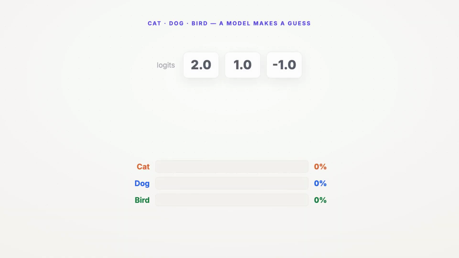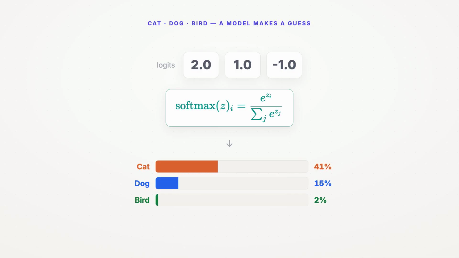Now let's watch a model actually make a guess. Say we show a neural network a picture, and it must choose between cat, dog, or bird. Deep inside, the network does not output probabilities. It outputs raw scores called logits. Here they are: 2.0, 1.0, and minus 1.0. These can be any number, positive or negative, and they do not add up to anything neat.